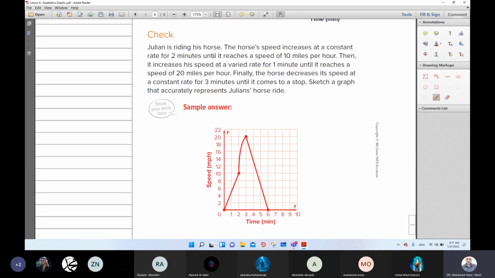Julian is riding his horse. The horse's speed increases at a constant rate for 2 minutes until it reaches a speed of 10 miles per hour. Then it increases its speed at a varied rate for 1 minute until it reaches a speed of 20 miles per hour. Finally, the horse decreases its speed at a constant rate for 3 minutes until it comes to a stop. Sketch a graph that accurately represents Julian's horse ride.